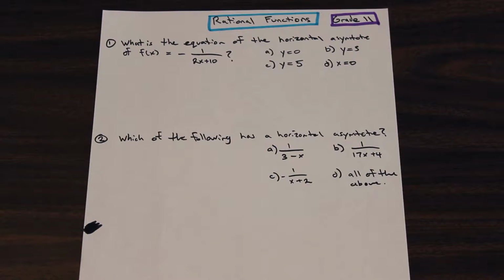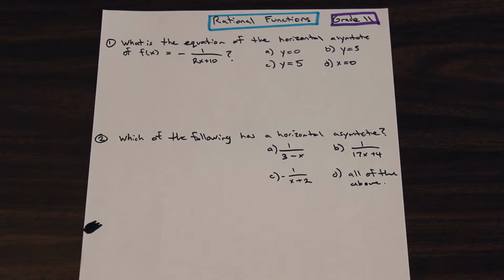What is the equation of the horizontal asymptote of f of x equals negative 1 over 2x plus 10? Okay, so pause the video here. I'll give you 5 seconds to do that. Okay, so if you paused and you solved it at this point, good. If you don't know how to do it, that's fine.